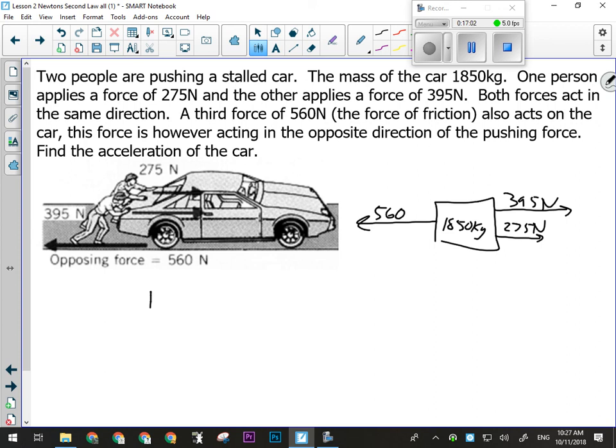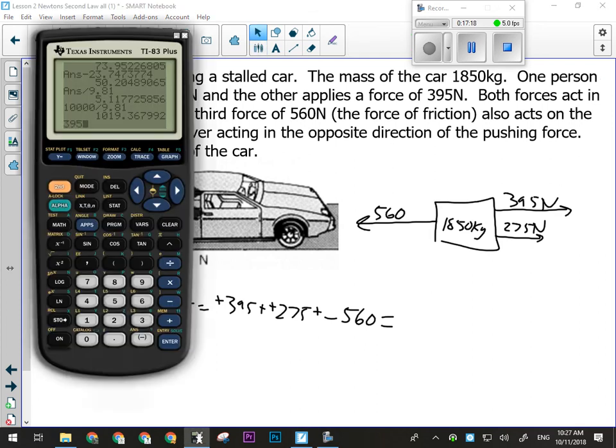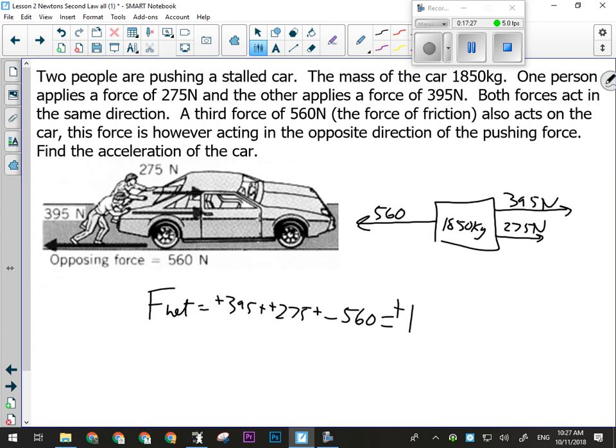So all I have to do then is recognize that F net is the vector sum of all forces. So I'm going to go positive 395 plus positive 275 plus negative 560. That'll give me the vector sum of all the forces. So 395 plus 275 minus 560 tells me I have a net force of positive, or forward, 110 newtons. Now that I know F net, can I find the acceleration? Remember how I just said a few minutes ago that on 95% of all Newton's second law problems you would do both? Case in point.